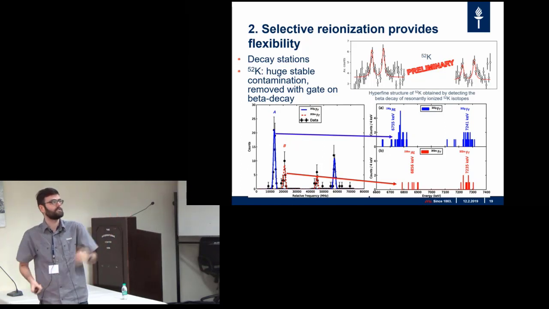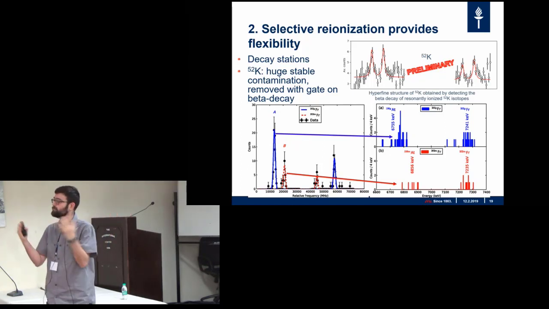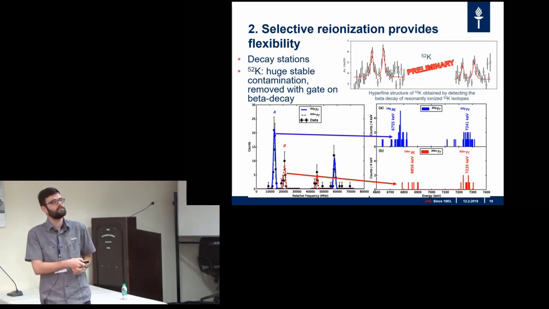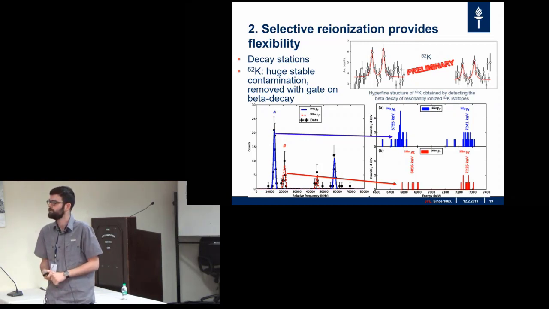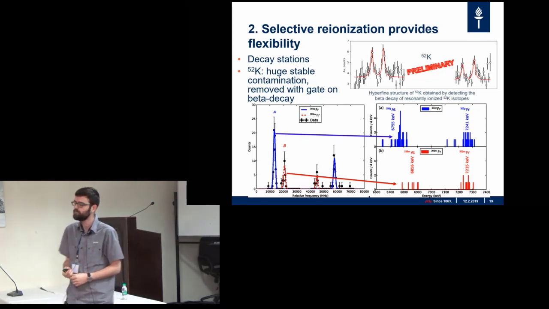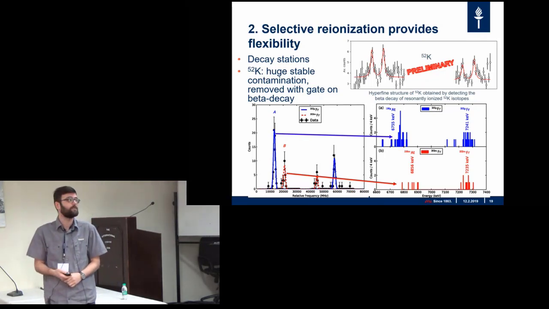And this is 52 potassium that we could, in this way, pull out of the huge cocktail beam that was anyhow present. The spectrum here, for the other nuclear physicists in the room, this was taken in 20 hours, which I think is also quite an impressive amount, given the low abundance of this isotope. We hope to do 53 potassium in the coming years as well.